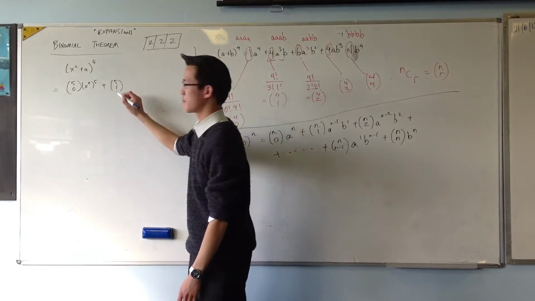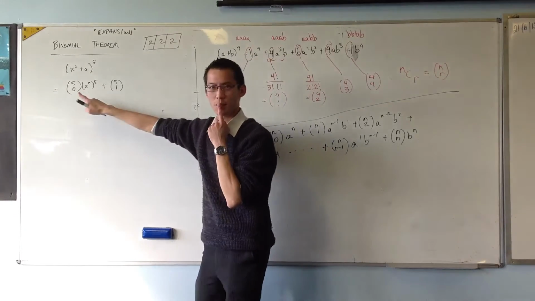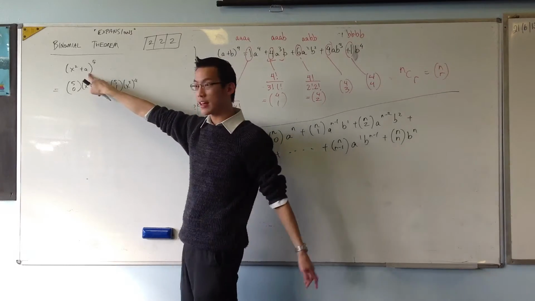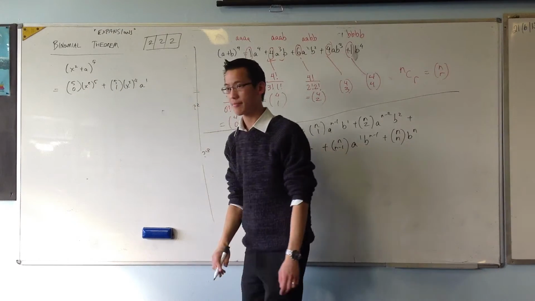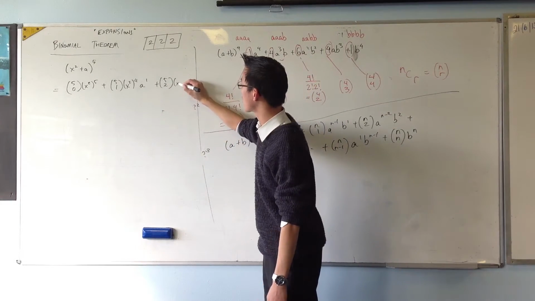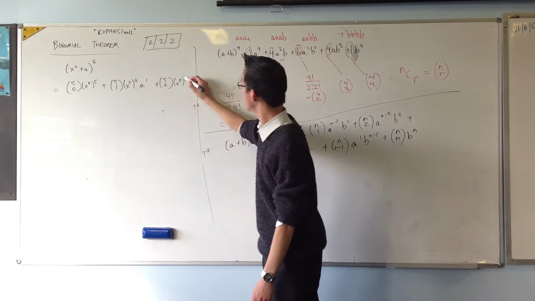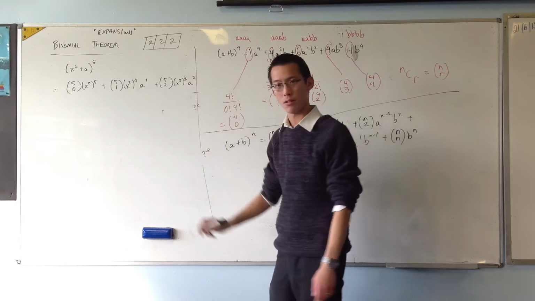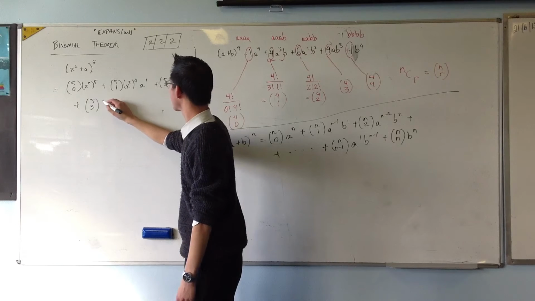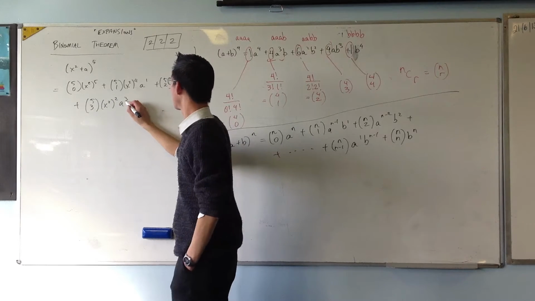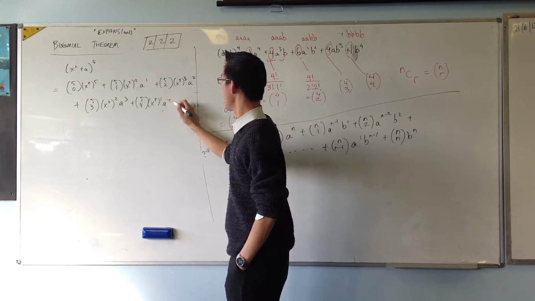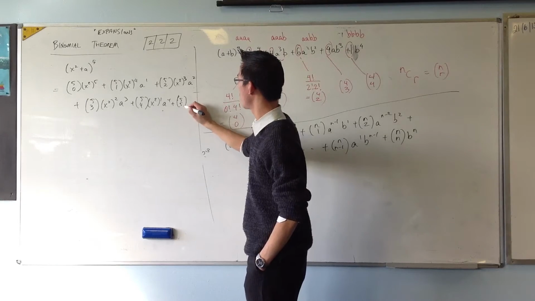The next one is 5 choose 1, okay? How many x squareds do I have? One less, right? And then I need to bring in one of the other guy, right? I'm running out of room, but the next one, 5 choose 2. How many x squareds are there? One less, that's 3. And how many a's are there? One more, that's 2. Okay, let's finish this off. 5 choose 3. 5 choose 4. And 5 choose 5.